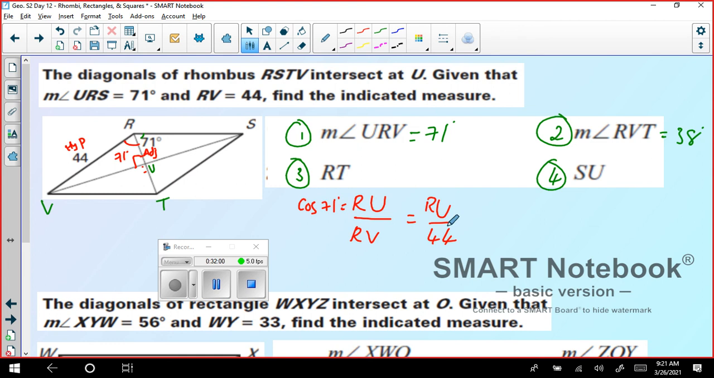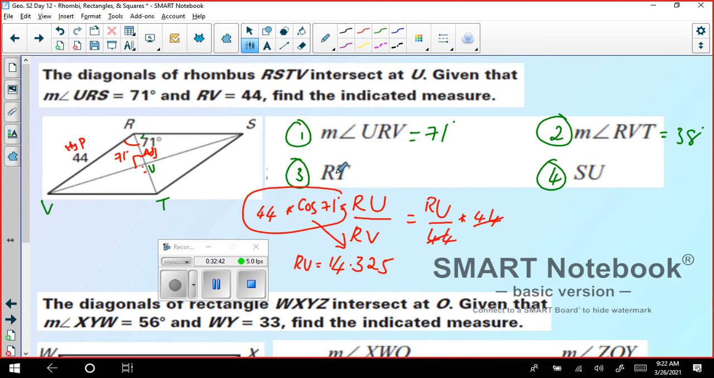Okay, then I can multiply 44 on both sides and get the value of RU. So RU equals 44 times cos 71. If I substitute that in calculator, it gives me 14.325. It's a simplification of 44 times cos 71. I did this simplification to get RU.